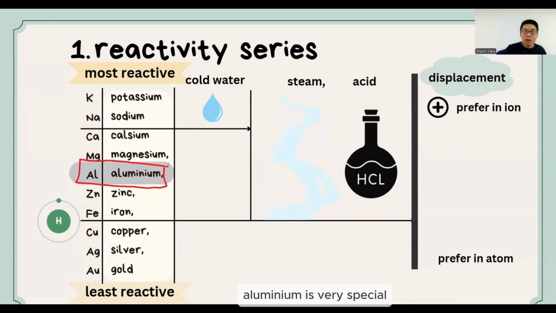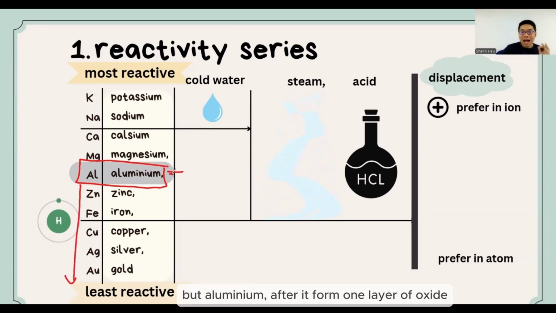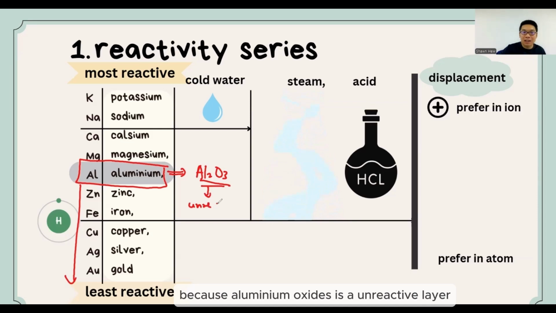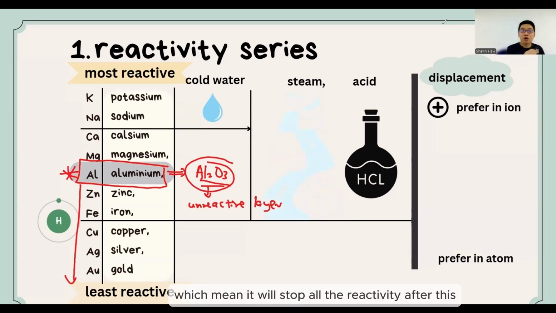Okay, so in the reactivity series, the third thing that we need to know is that aluminium is very special. Aluminium, even though the reactivity is quite high compared to this, after it forms one layer of oxide, which is aluminium oxide, then any reaction will stop there because aluminium oxide is an unreactive layer, which means it will stop all the reactivity after this.